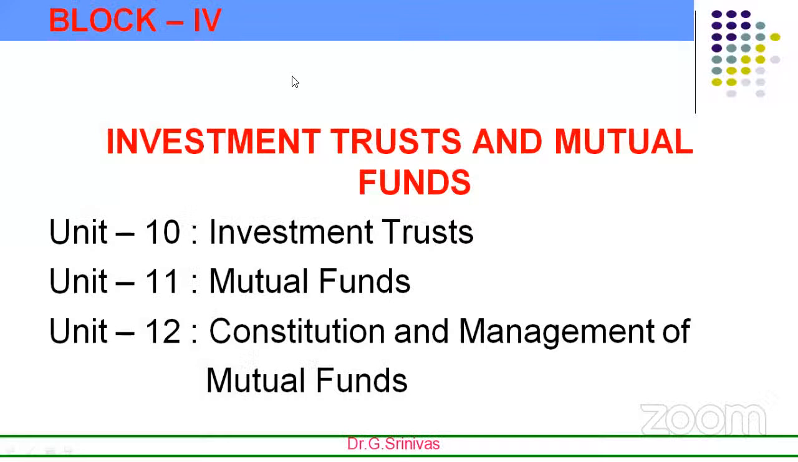Now we will go for the next block, that is block 4. Under block 4 we have investment trust and mutual funds. In this block we have a total of 3 units: unit 10, unit 11, unit 12. Under unit 10 we have investment trust, unit 11 mutual funds, unit 12 constitution and management of mutual funds. These things we have under block 4 that we are going to discuss.